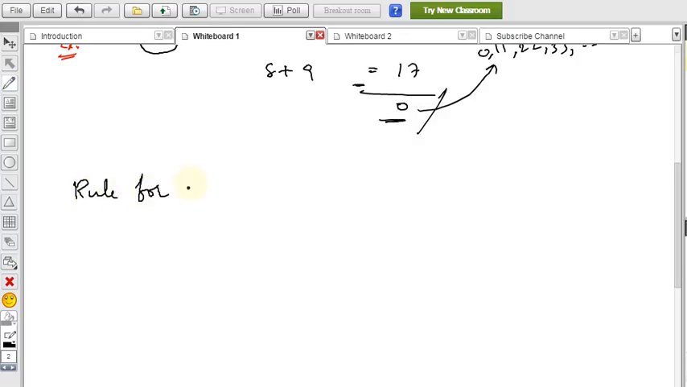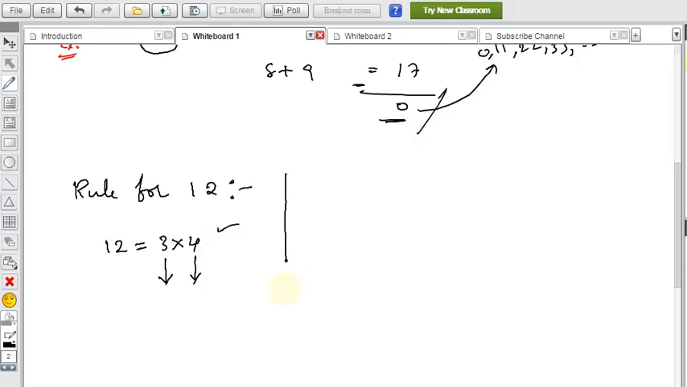Rule for 12. So 12 we can write as 3 into 4. So we have to check the rule for 3 as well as the rule for 4. If both rules are satisfied, then it is divisible by 12. So this is a simple one you can take.